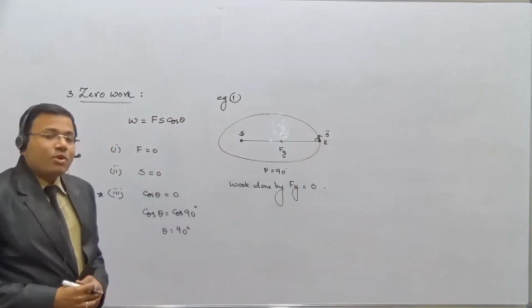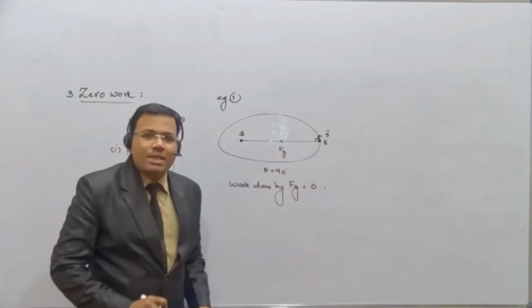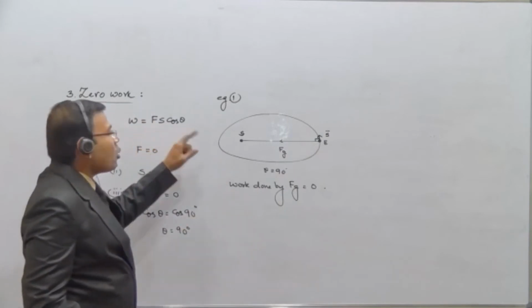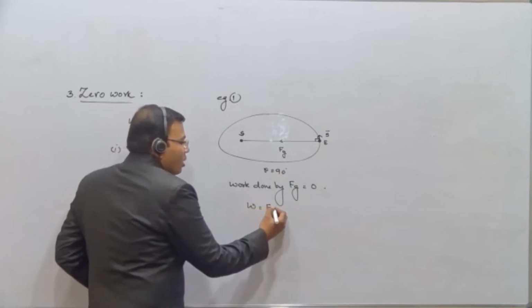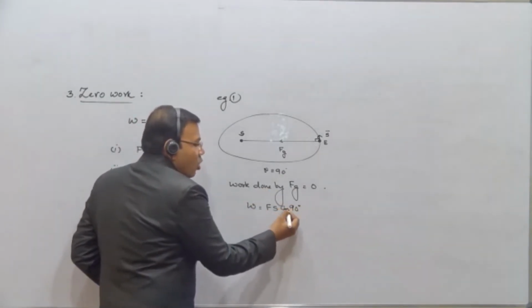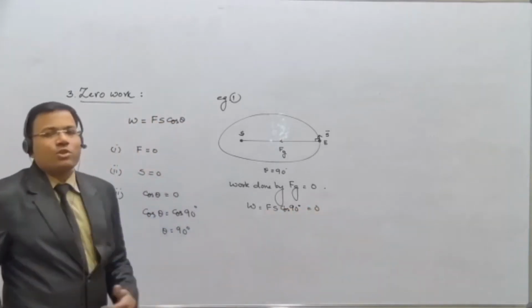What is the reason for the work done by the gravitational force to be 0? Here theta, you can see exactly, it is 90. So when it is exactly 90, I take the same formula, Fs cos theta. The reason I'm showing you here, W is equal to what? Fs cos theta. Theta is 90, so cos 90 is 0. 0 into something is 0. This is the explanation for this.